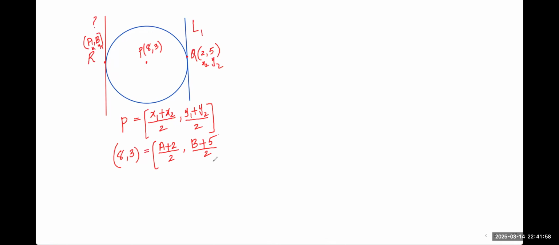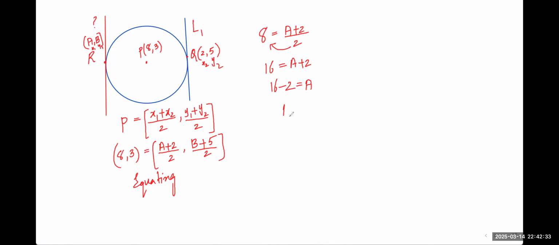And then equating, you get 8 is equal to (A plus 2) by 2. If you cross multiply, 8 times 2 is 16, equal to A plus 2. The 2 also we can take to this side: 16 minus 2 is 14. This is your A value. A value is 14.